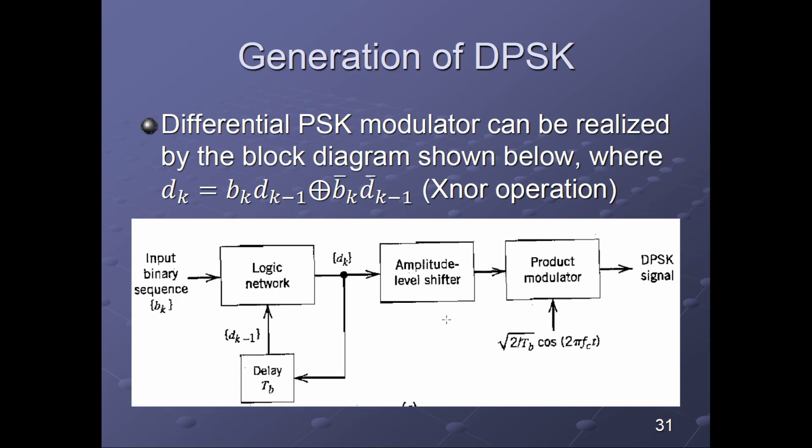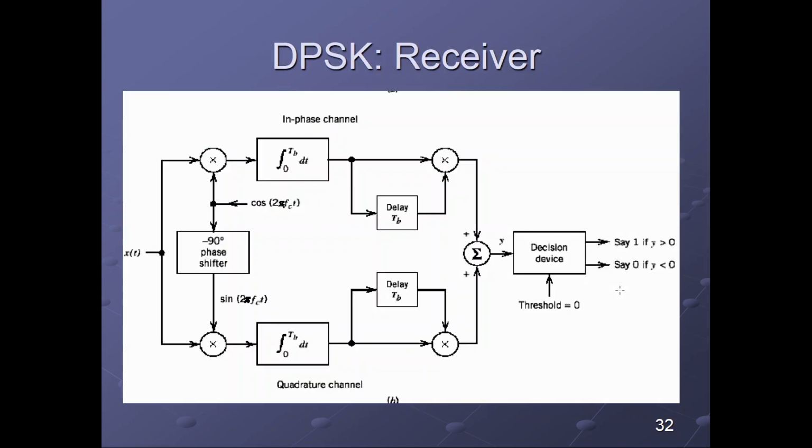How to generate this? A differential phase shift keying modulator can be realized by the block diagram shown below. You have the input binary BK and a logic network here. You take DK and delay it by TB to get DK minus 1, and you let BK and DK minus 1 enter the logic circuit to get the final value of DK. Then you have amplitude level shifters, after that a product modulator, and then your differential phase shift keying signal is ready to go through the channel.